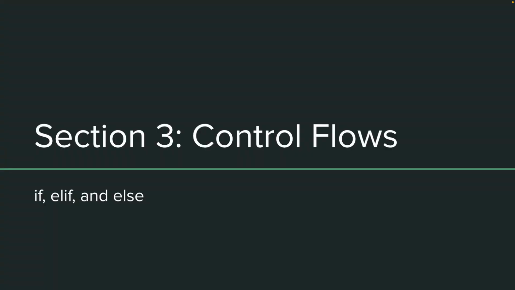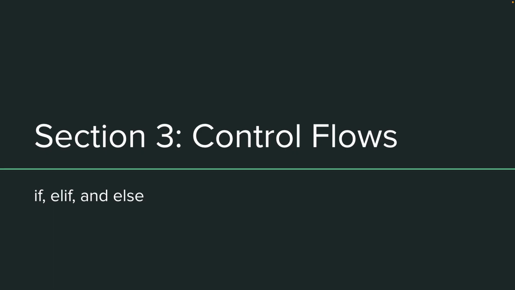The third section that we are going to discuss is control flows, where we will learn how to use if and else. So far you have learned how to store values, use data types, and perform operations. Now let's make our code think and decide with if and else statements.